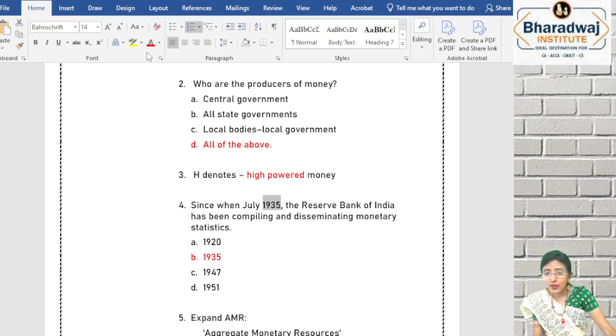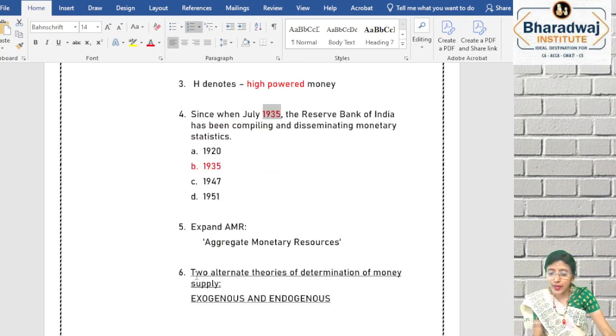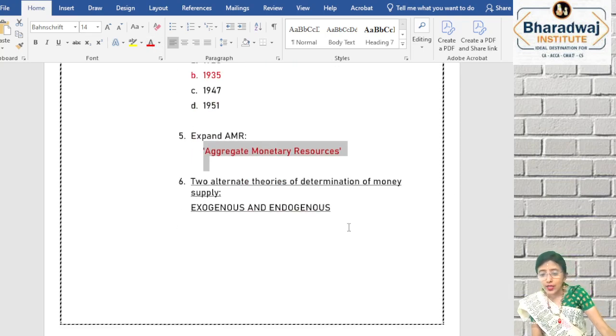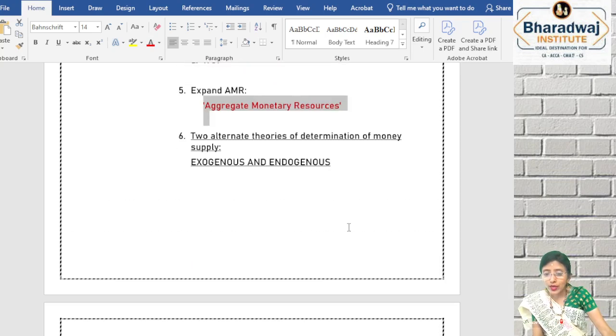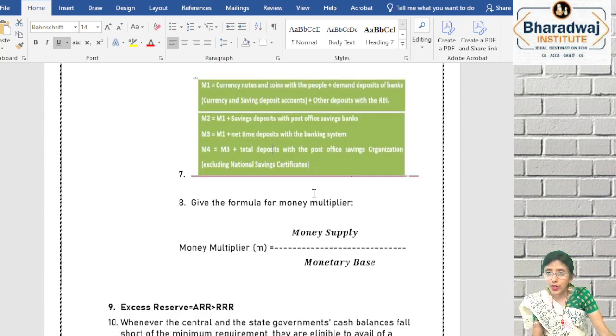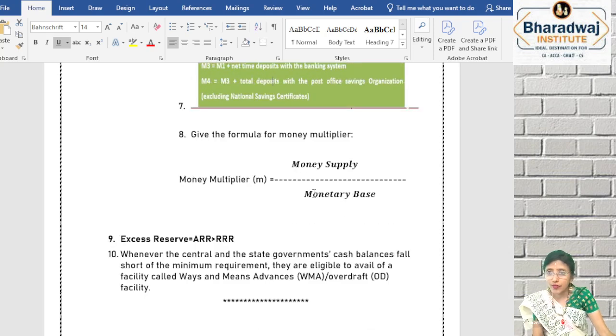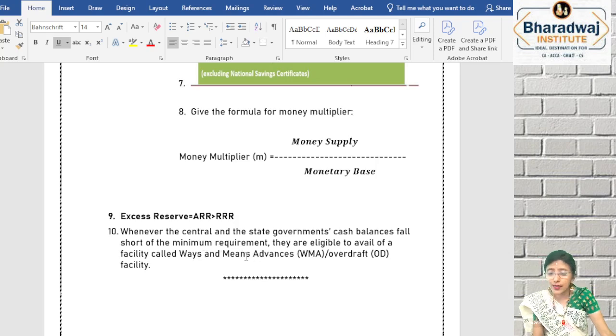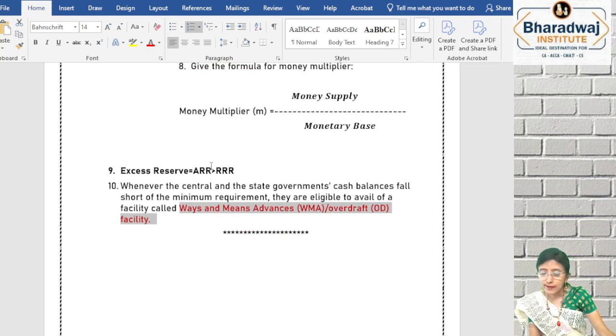Yes, remembered? Good. Then, expand AMR: aggregate monetary resources. Actually, the alternative theories are two. They are both exogenous and endogenous. Formula for money multiplier: money supply by monetary base. And excess reserve formula is ARR greater than RRR. And the facility which the central and state governments are availing from the RBI is known as ways and means advances. Clear?